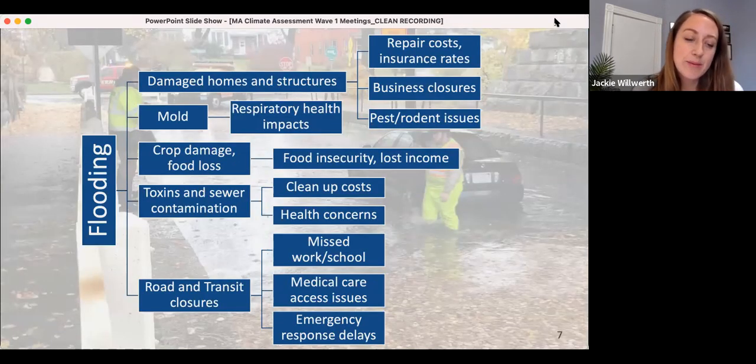The next hazard that we'll discuss is flooding. So flooding, and this is particularly focused on inland flooding, not coastal flooding due to sea level rise, although there are some similarities in the impacts from both.